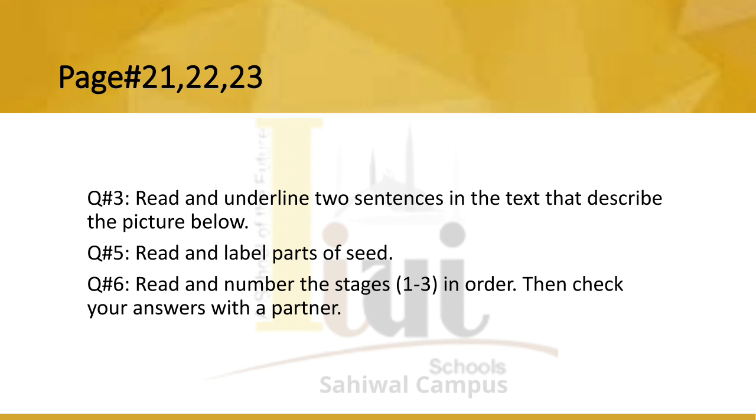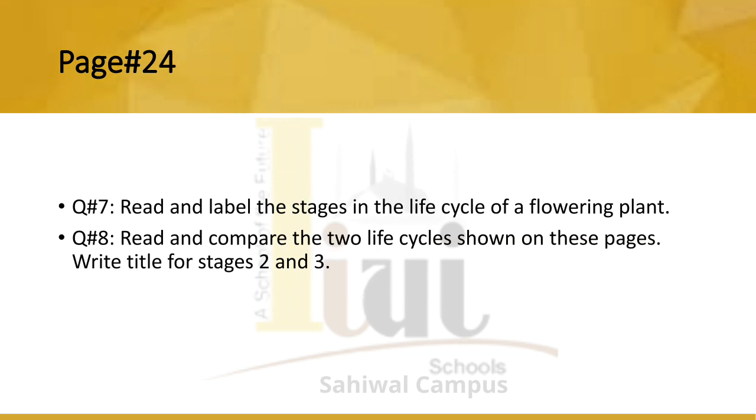Page number 23. Question number 6. Read and number the stages 1 till 3 in order. So here 3 stages are given, so you have to label them as 1, 2 and 3, but remember that you have to label them appropriately in a cyclic manner, which stage will come first and which will come after that, and so on. So you have to write 1, 2 and 3 to these stages in order, and then check your answer with a partner. Page number 24.